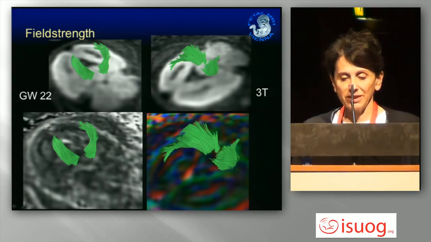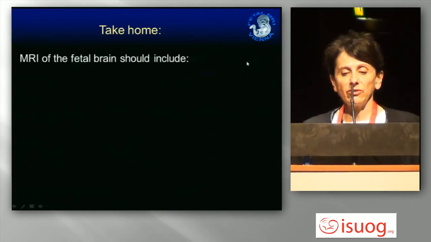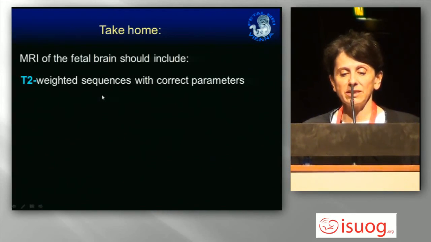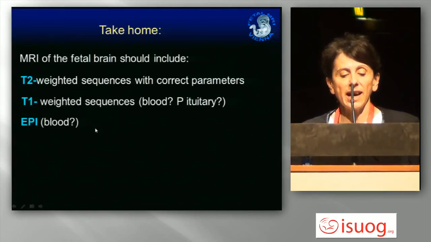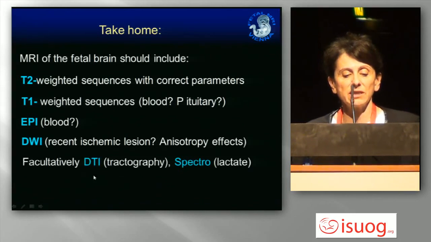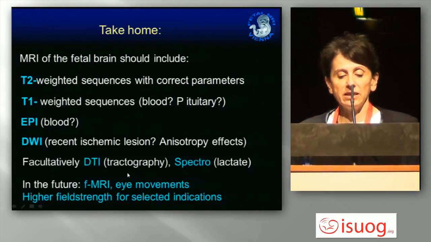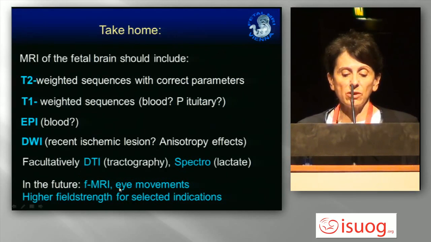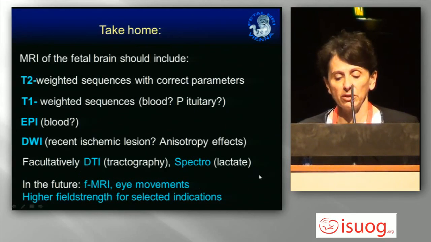Now I have troubled you enough, and I will just give you the take home message, please. MRI of the fetal brain should include T1 weighted sequences. If you do them, please do them with the correct parameters. T1 weighted sequences, echoplanar sequences, diffusion weighted sequences, facultatively tractography or spectroscopy, and in the future functional MRI, perhaps eye movements, and higher field strength for selected indications. Thank you very much for your kind attention.